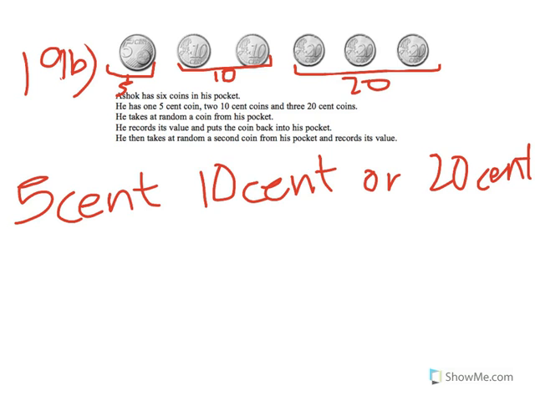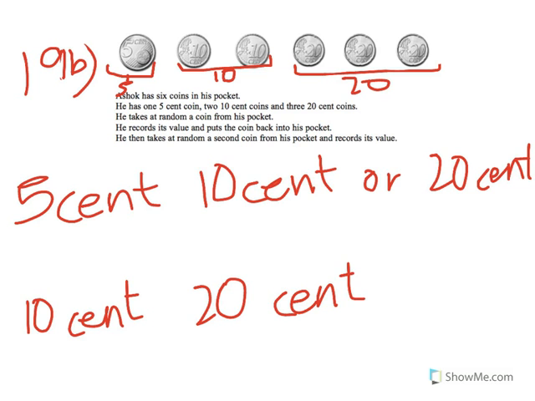The second event that could occur is if he picks a 10-cent coin first try, and then a number that would be higher is a 20-cent coin. So on his second try, he picks a 20-cent coin. Right? So now let's calculate the probabilities of these two events occurring.